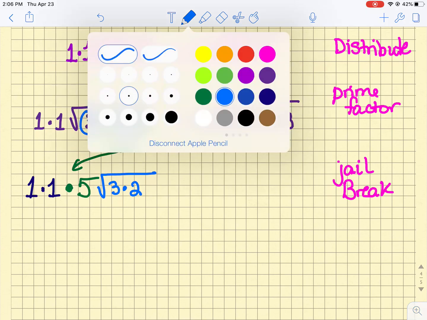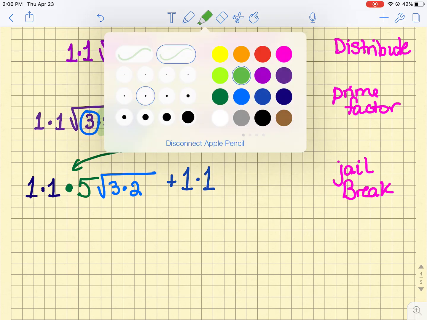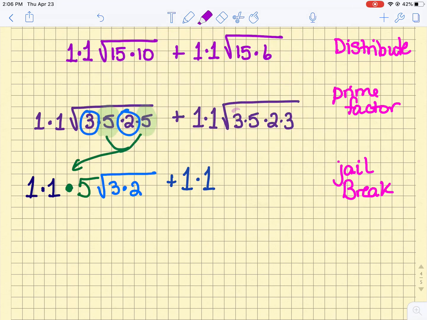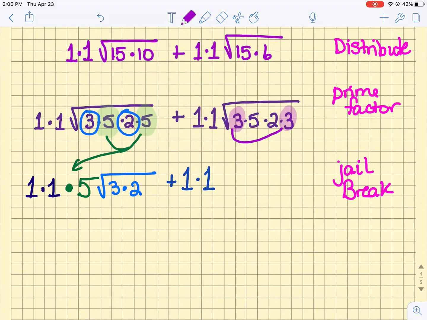Okay? Second one, 1 times 1 on the outside. What can jailbreak in this one? The 3s. Okay? So I'm going to jailbreak the 3s. Again, something horrible happens on the way out. Miss Sally got involved. And a 3 gets out. And left behind is a 5 and a 2. Oops, let me switch colors again. A 5 and a 2. So that's the square root of 5 times 2. Okay?